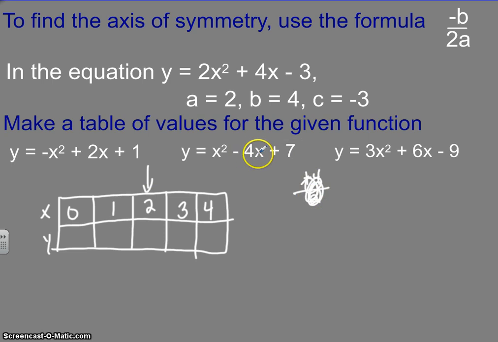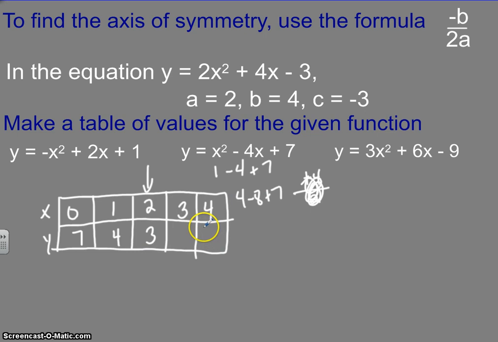Okay, now I'm going to make a table. If X is 0, that goes away, I get 7. Now if X is 1, 1 squared is 1, minus 4 times 1 is 4, plus 7. 1 minus 4 is negative 3, plus 7 is positive 4. Okay, at 2, plug in 2 for X, I get 2 squared is 4, minus 4 times 2 is 8, plus 7. 4 minus 8 is negative 4, plus 7 is positive 3.